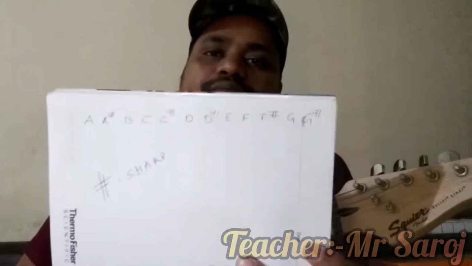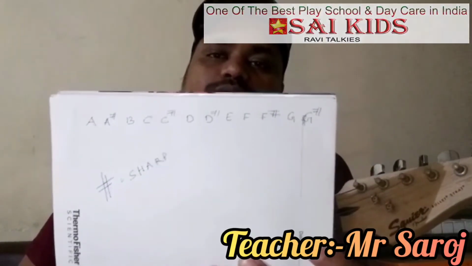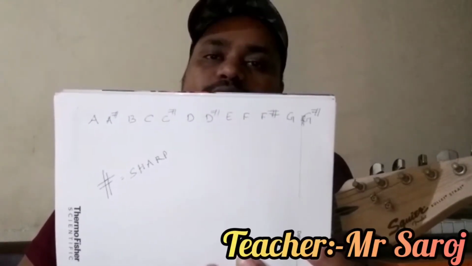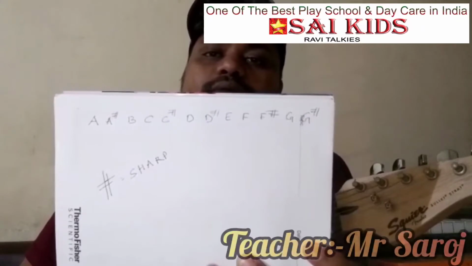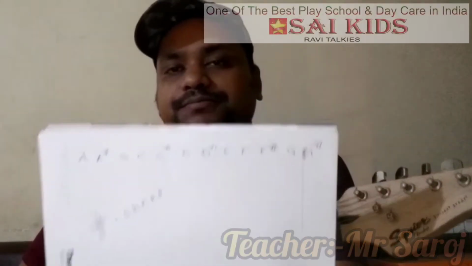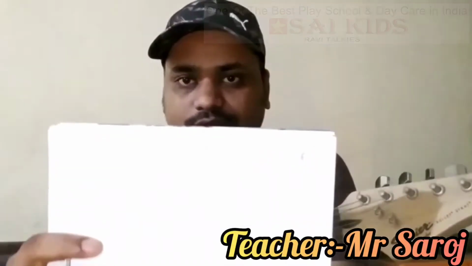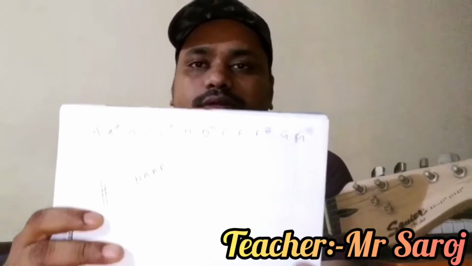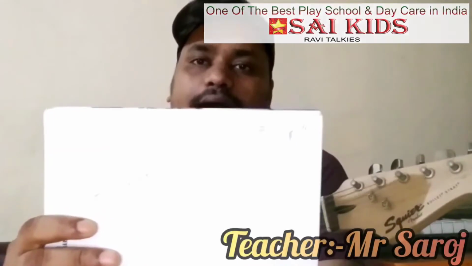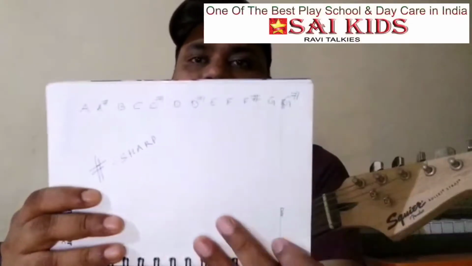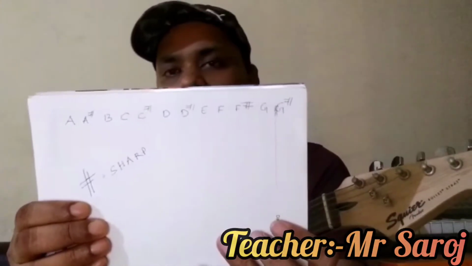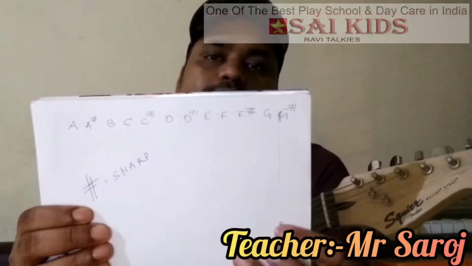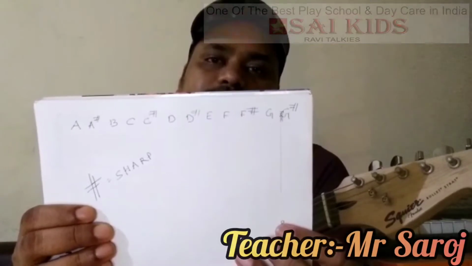Okay, so keep remembering and keep writing these notes. You can pause this video and write it so that from next time onwards you can see and recognize the notes properly. Now if I ask, in this picture, what is the note coming after D? You can say the note is D sharp.